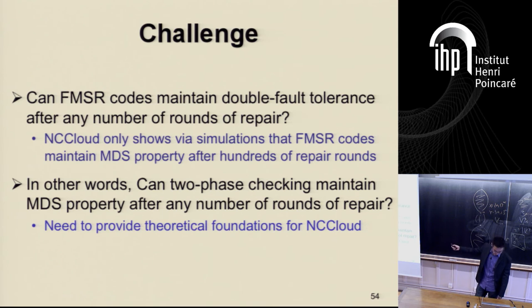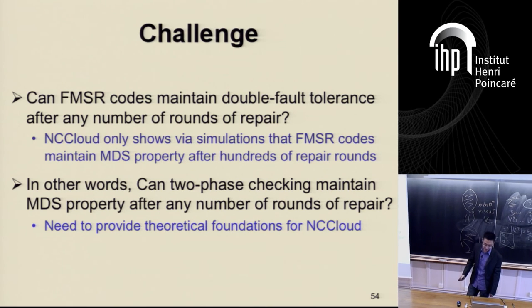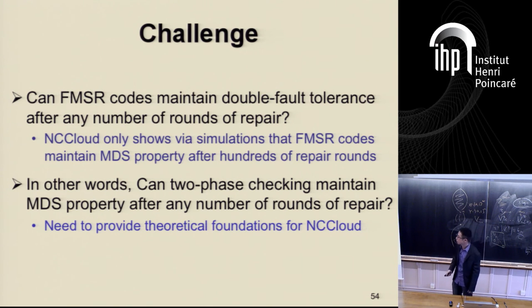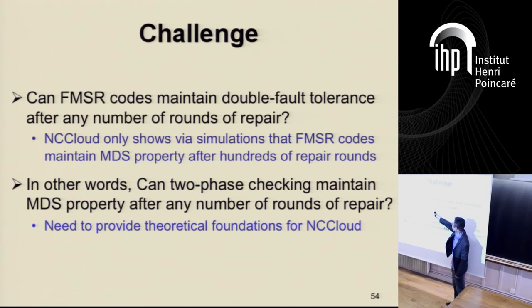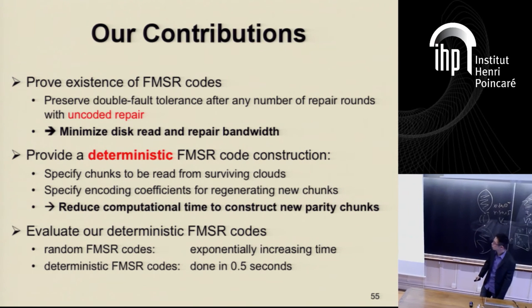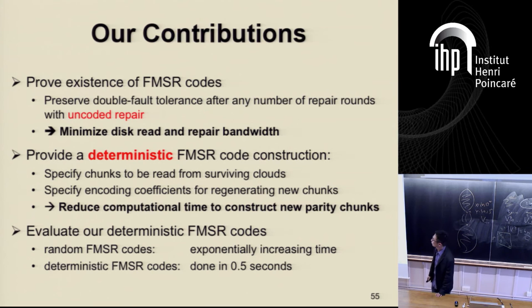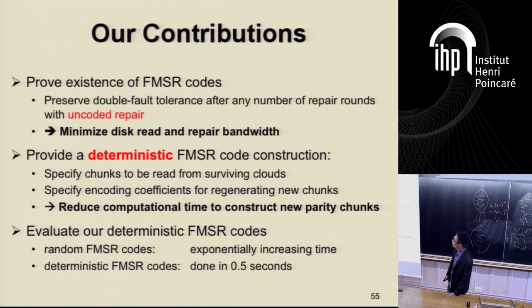NCCloud only shows that the FMSR code maintained the MDS property after hundreds of repair runs, and this is just based on simulations. So it has no theoretical proof. We need to provide theoretical foundations for NCCloud. And in this work, our contribution is to prove the existence of FMSR codes and provide a deterministic code construction.